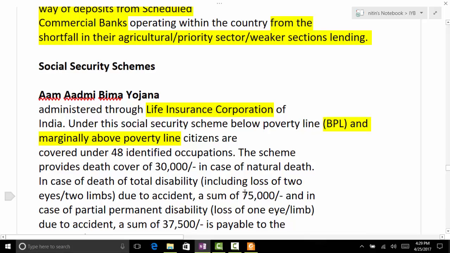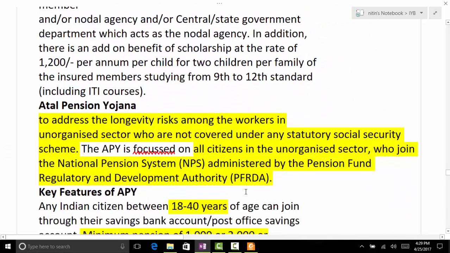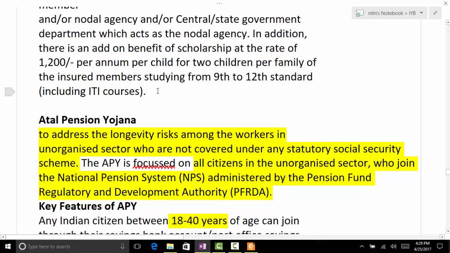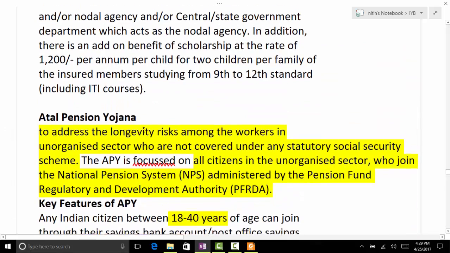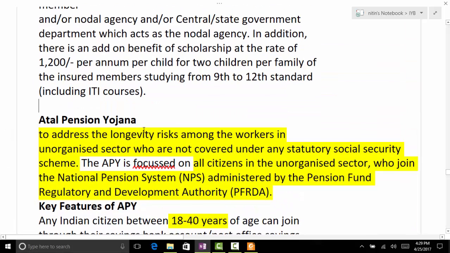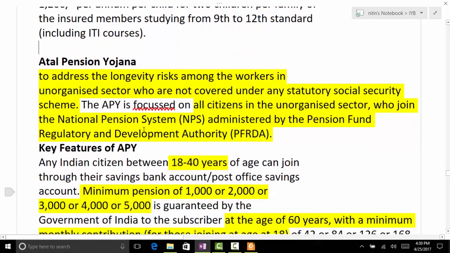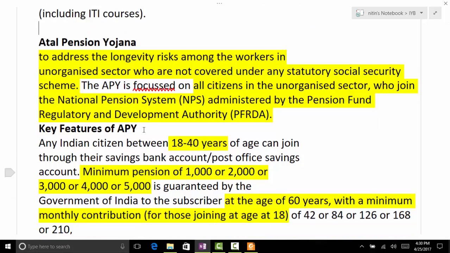There are certain schemes, Aam Aadmi Bima Yojana by LIC, BPL, and now come to this Atal Pension Yojana. The question was asked last year, I think. Atal Pension Yojana. Okay. The implementing authority is administered by PFRDA. Who all are the beneficiaries? 18 to 40 years. They'll get the pension. So it's a pension Yojana. So pension, how will they get it? By a contribution. Even the individual will contribute, but the benefit is the government will also contribute 50% of that. And there is a limit as well.